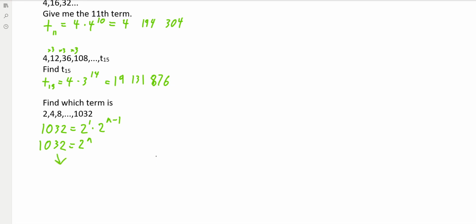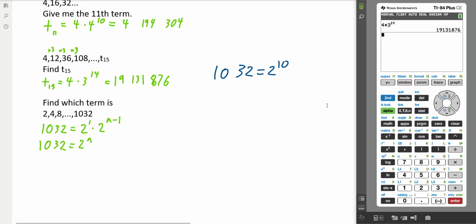So you can do a couple different things, but let's show one possibility, which is taking 1032 divided by 2 and working backwards to see how many times it fits in. Or you can just try a few things and see what works. So you can kind of guess and check. 2 to the 10, let's see if that's too big or too small. So let's try that out. 2 to the 10.